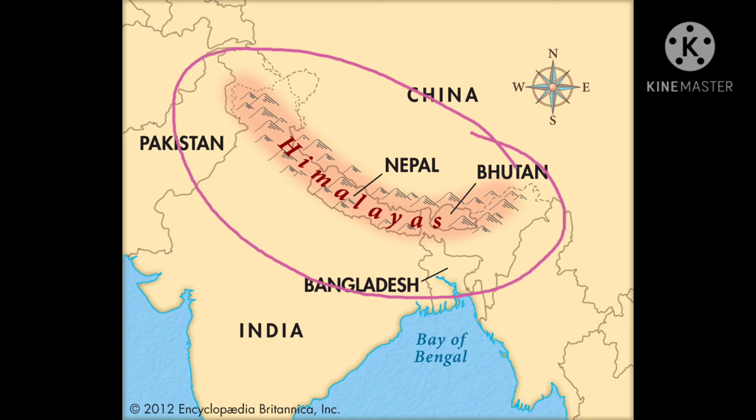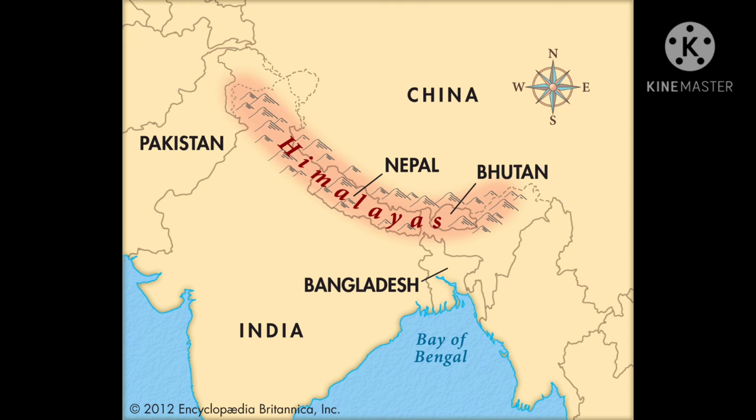Now see Himalayan mountains on the map of India. These mountain ranges form the northern boundaries of Indian subcontinent. The highest peaks of the world are located in this range. The Himalayas extend from Kashmir in the west to Arunachal Pradesh in the east.